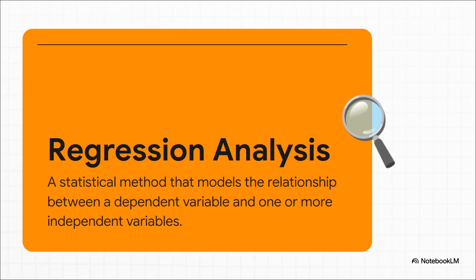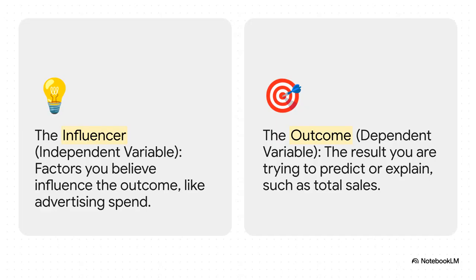That's the key. So the way it works is by looking at two main types of variables. On one hand, you have what we call the influencers, or the independent variables. These are the things you can actually control or measure, like how much you're spending on ads. And then, on the other side, you've got the outcome, the dependent variable. This is the big thing you're trying to predict, like your total sales.